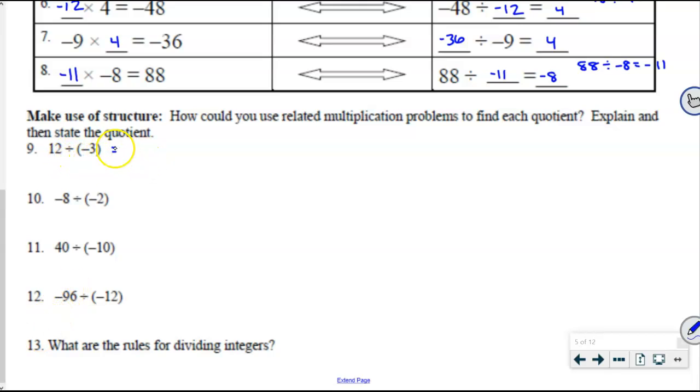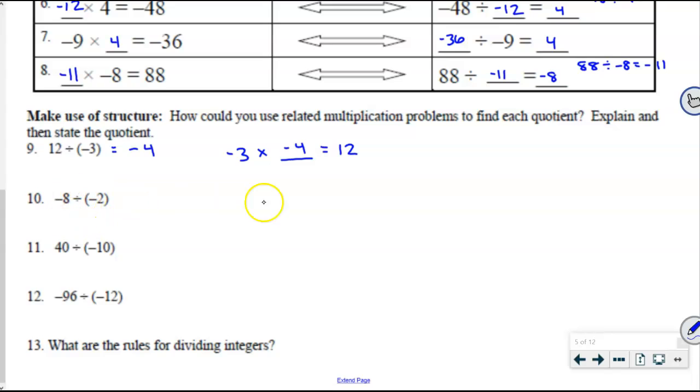12 divided by negative 3 is equal to negative 4. What I could have done to answer that is I could have written a multiplication problem. Negative 3 times some number that I don't know is equal to 12. What would that number have to be? A negative times a negative is a positive.